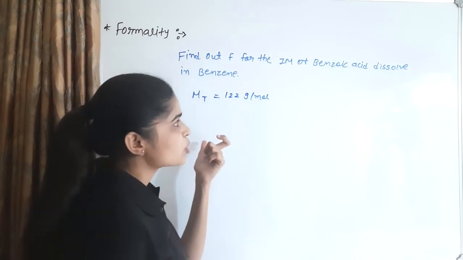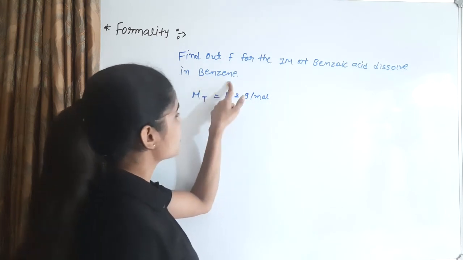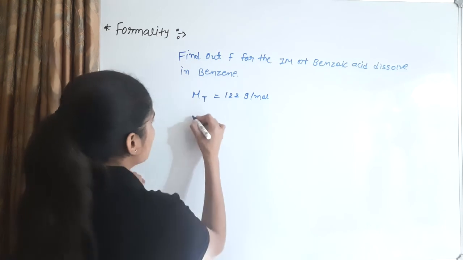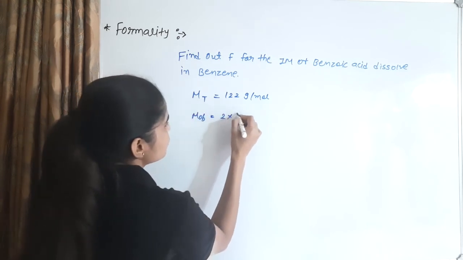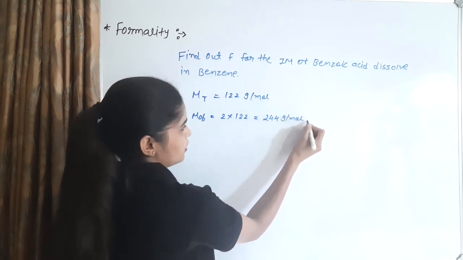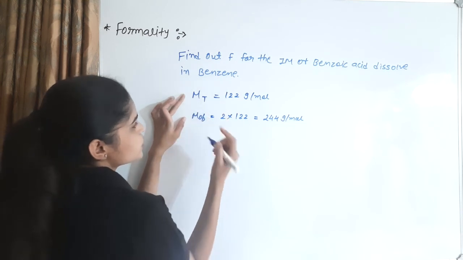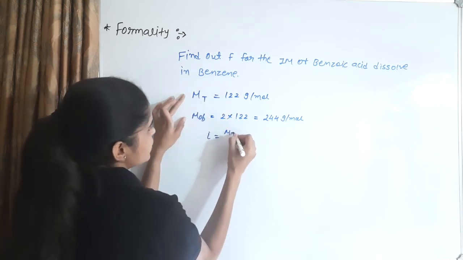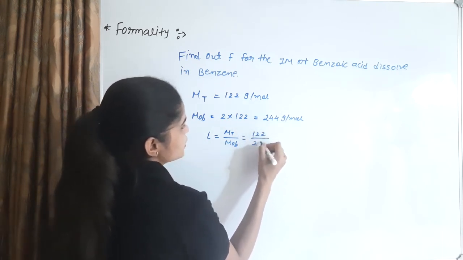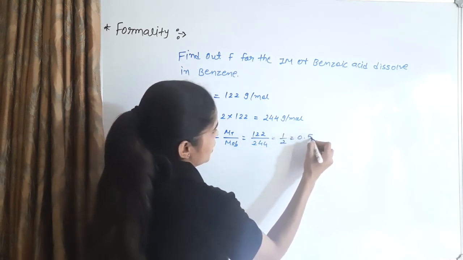But for the observed molecular mass or formula mass, the benzoic acid is dissolved in benzene, so it is converted into its dimer form. So the observed dimer mass is 2 into 122, that is 244 gram per mole. From these two terms, theoretical molecular mass and observed molecular mass, i is equal to M theoretical by M observed. That is 122 by 244, which gives 1 by 2.